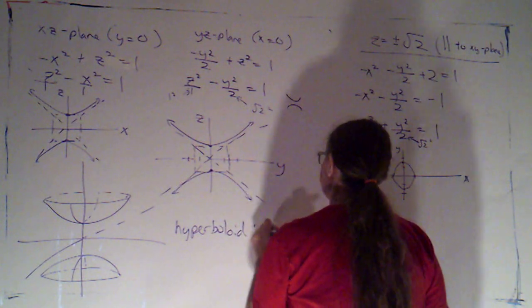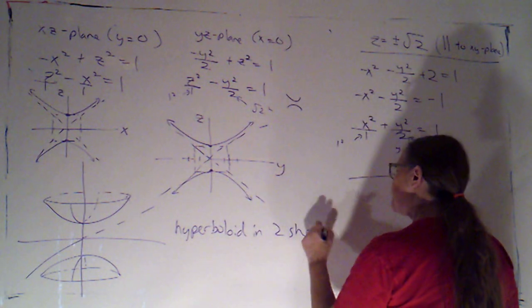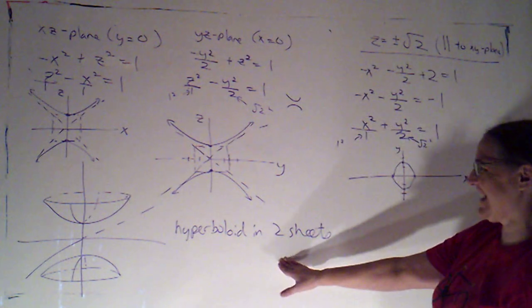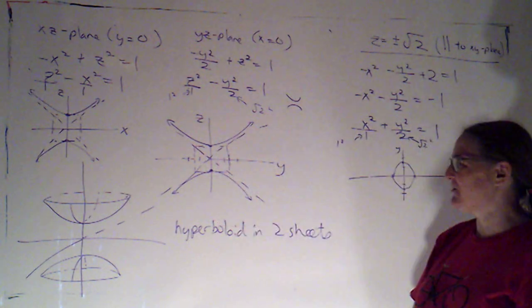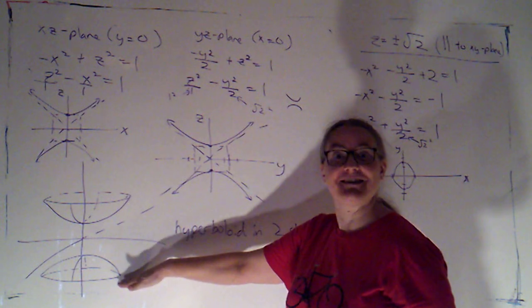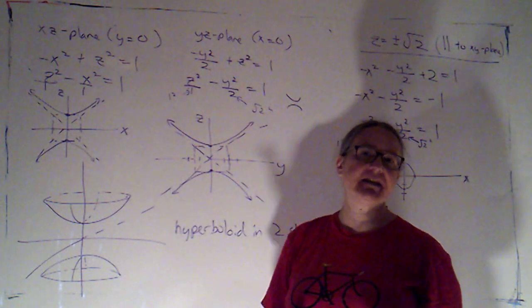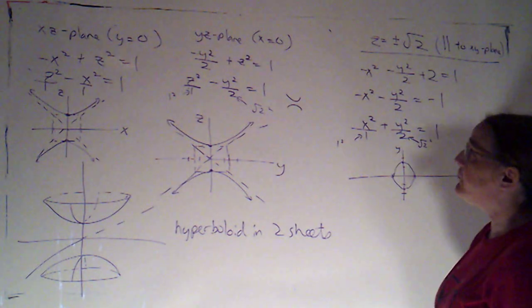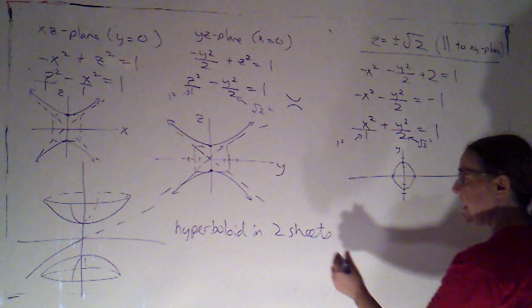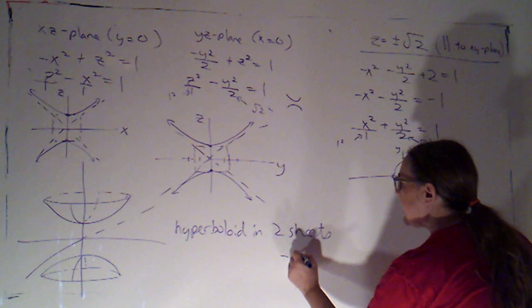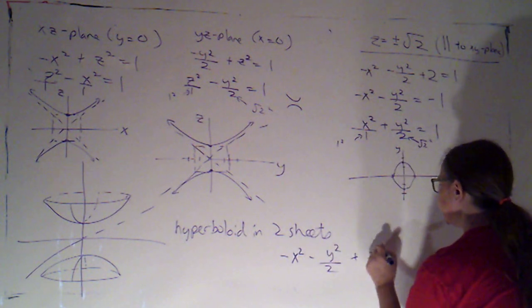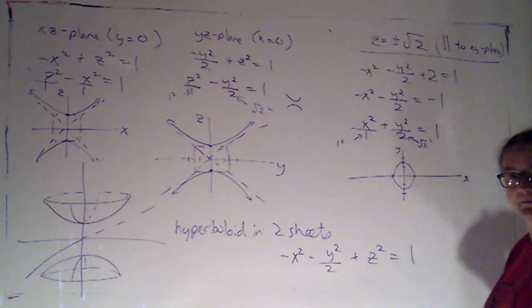in 2 sheets. So the last shape we had was a hyperboloid in 1 sheet, and I said that name would make more sense after we'd seen this one. This one comes in 2 separate pieces. The hyperboloid in 1 sheet came in 1. Okay. I'll also point out that if we look at the equations, this equation was -x squared minus y squared over 2 plus z squared equals 1.